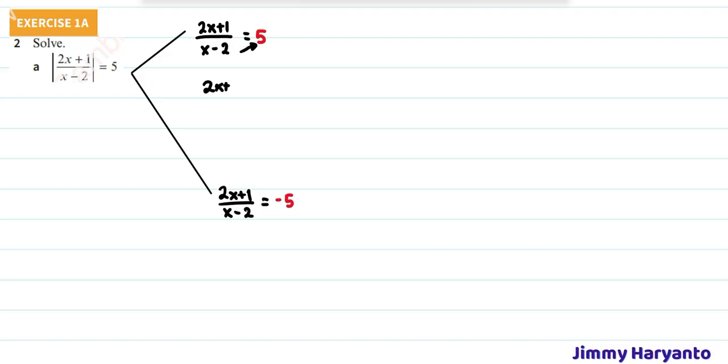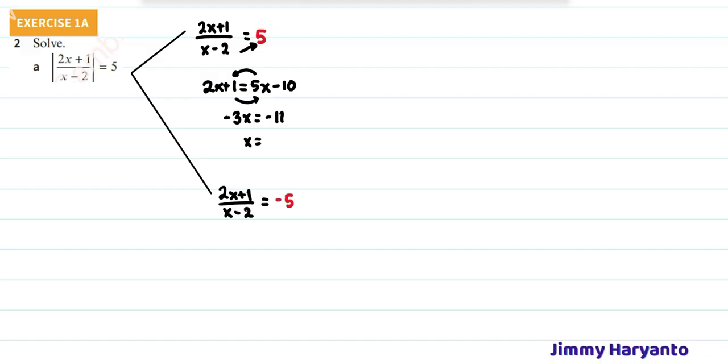So cross multiplication: 5 times x equals 5x, and then 5 times 2 equals negative 10. Then you move the 5 and move the 1. 2 minus 5 equals negative 3x. Negative 10 minus 1 equals negative 11. So x equals negative 11 divided by negative 3. So you'll have 11 over 3 as the final result.